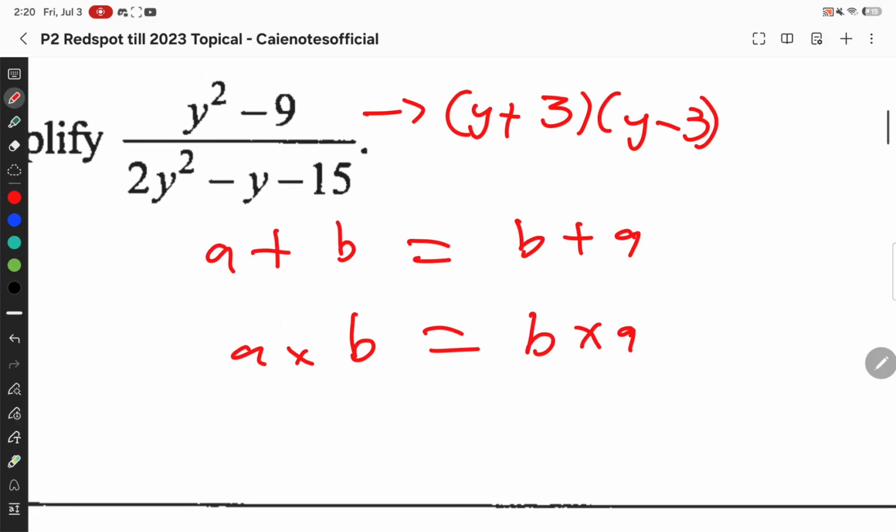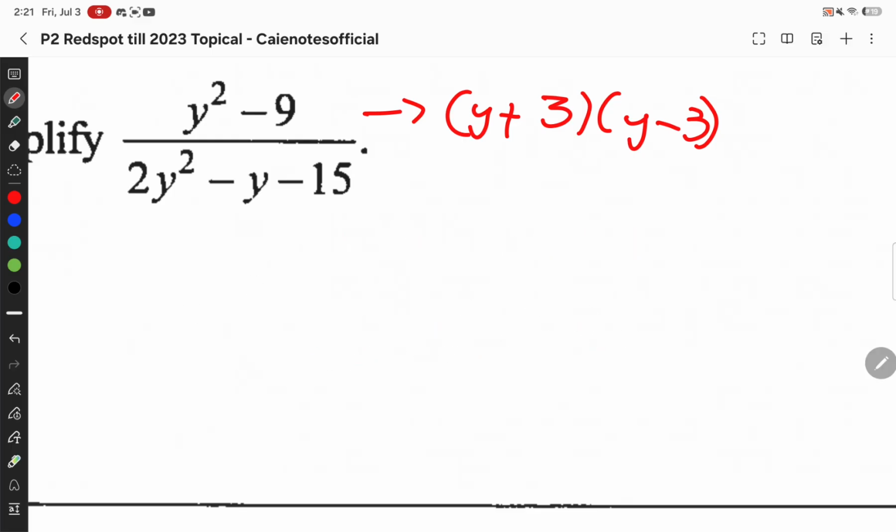Please revise your class 1, class 2 course. Go back to whatever kindergarten you learned from. You need to know these at the back of your head, at the front of your head, and at all areas of your head. Because please, this is very crucial. If you do not know these, you do not know algebra.